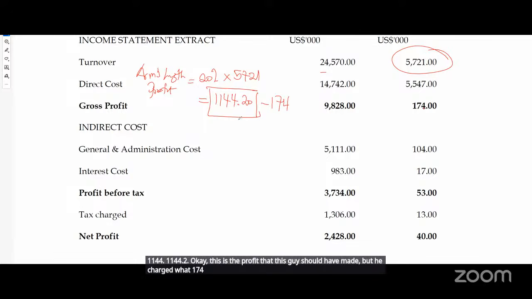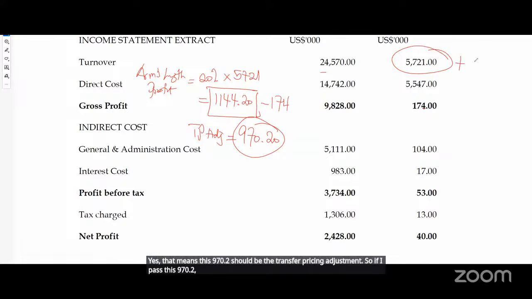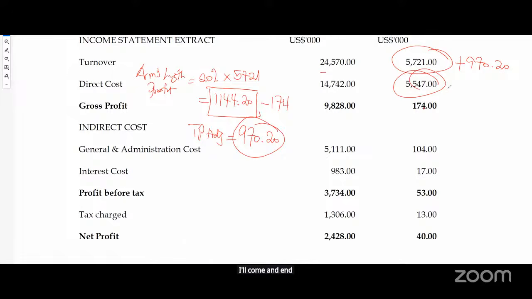174. If I take it out, this becomes a transfer pricing adjustment that should be charged to this guy's profit, which is how much? Minus 174 is 970.2. Yes, that means this 970.2 should be the transfer pricing adjustment. If I add this 970.2, I'm getting it back to the revenue. Which means if I subtract the cost from it, I'll end up with 1144.2 as his actual profit. So this guy understated profit, didn't he?